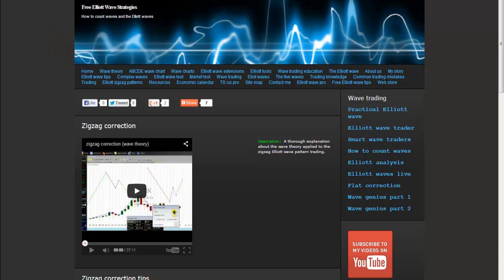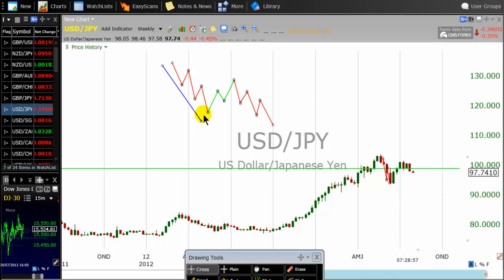Let's go back to our discussion. All right, so the A corrective wave can be divided into 5 sub-waves. Now pay attention, stay focused. The second line here, another blue line, which I'll put like this. This is the B corrective wave.